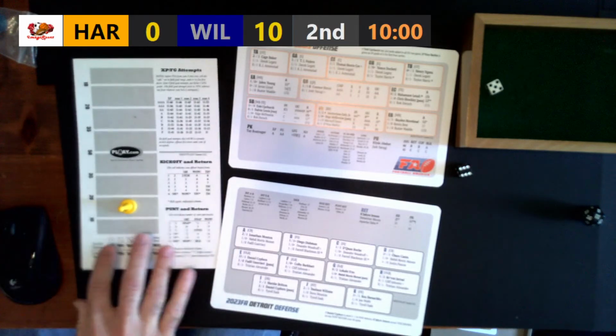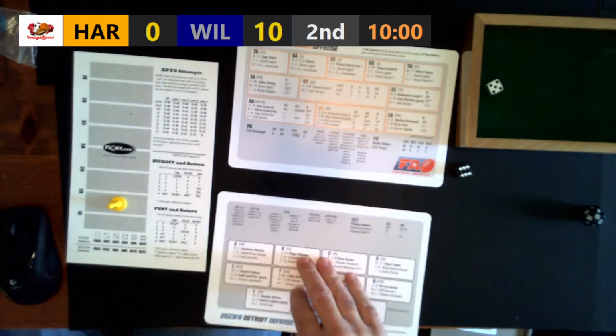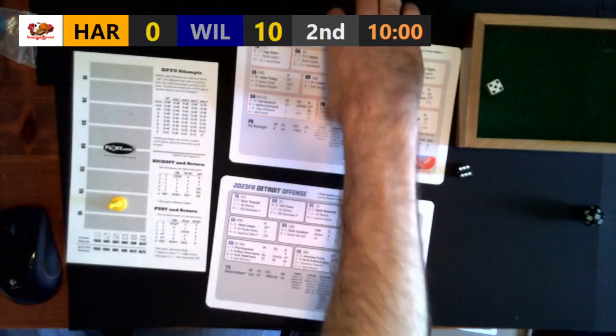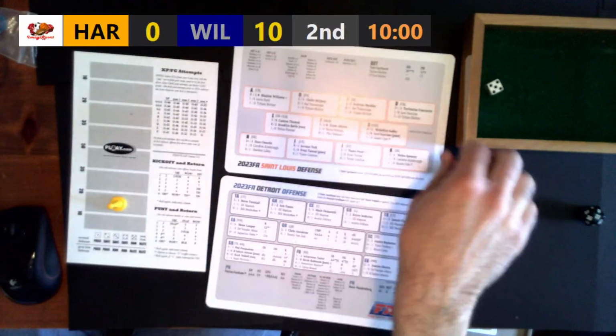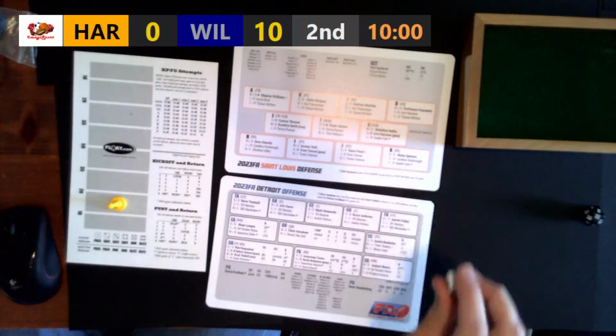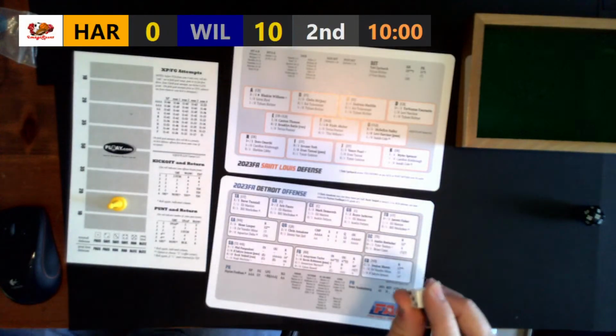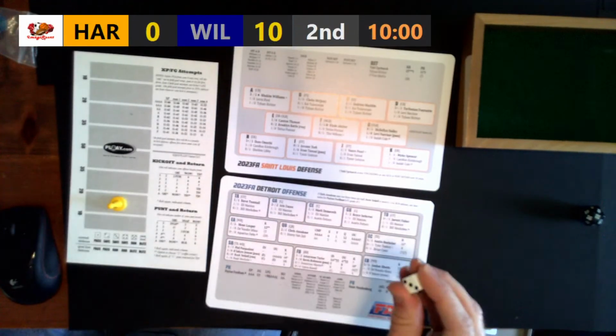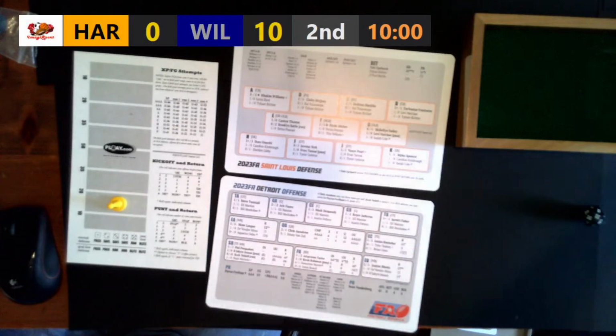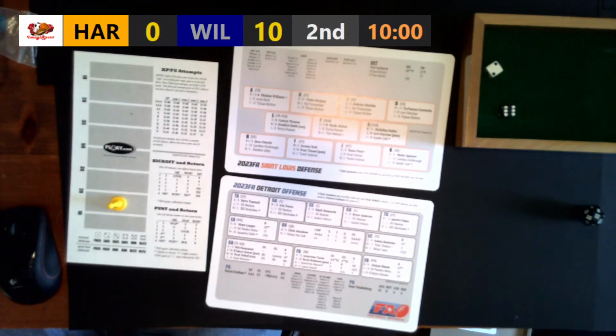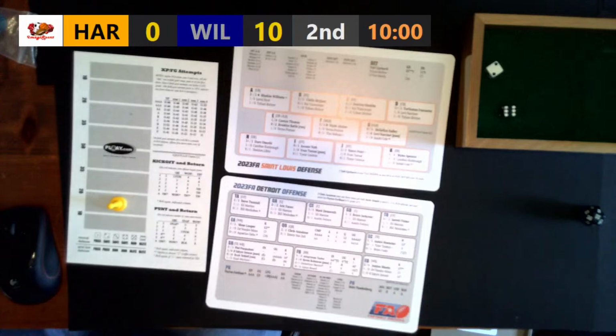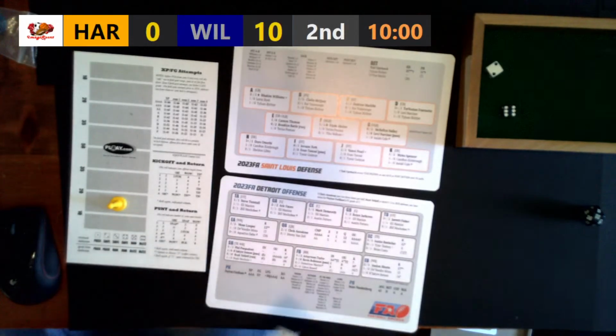10 minutes left, first half. Williamsport up 10-0. Now, by the way, I'm using the Football America teams from 2023. Williamsport, I should say, is being represented by the Detroit team, and Harrisburg is represented by St. Louis. All right, pass call this time for the Lumberjacks, and it is going to go up against a safe defense.